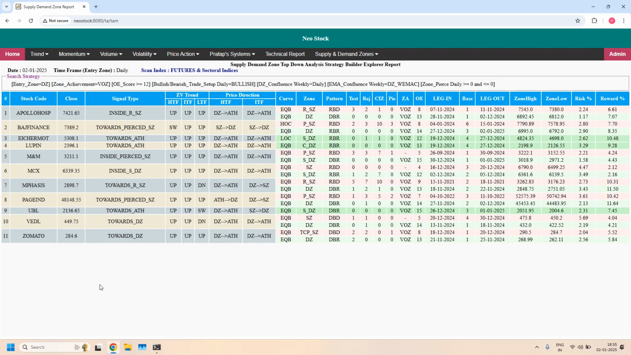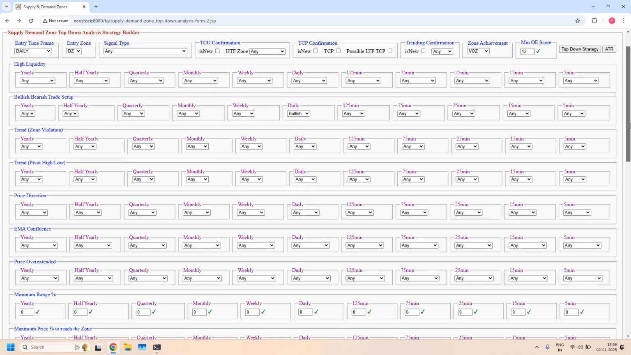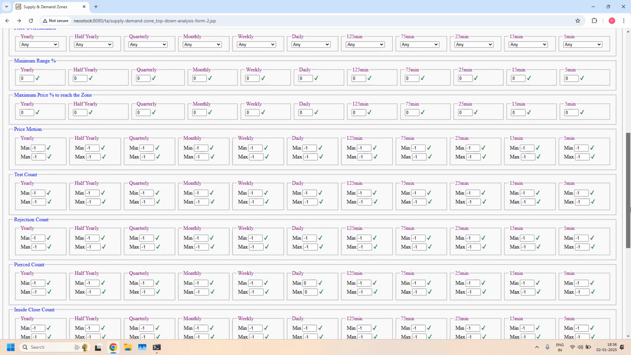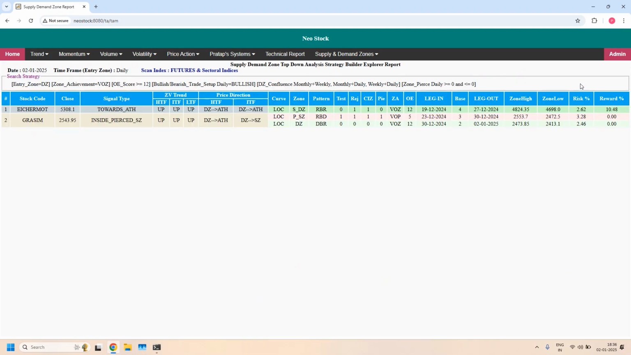Okay, next we can further filter based on LTF, ITF and HTF, the second filter. First I have to remove this EMA filter because this is ITF specific. Now we are looking for LTF, ITF and HTF also. So in the demand zone confluence, three filters we have to set. First filter is already enabled, daily with weekly zone confluence. Next, daily demand zone with monthly demand zone confluence. Third filter, weekly demand zone with monthly demand zone confluence. With all the three filters, we got two stocks.